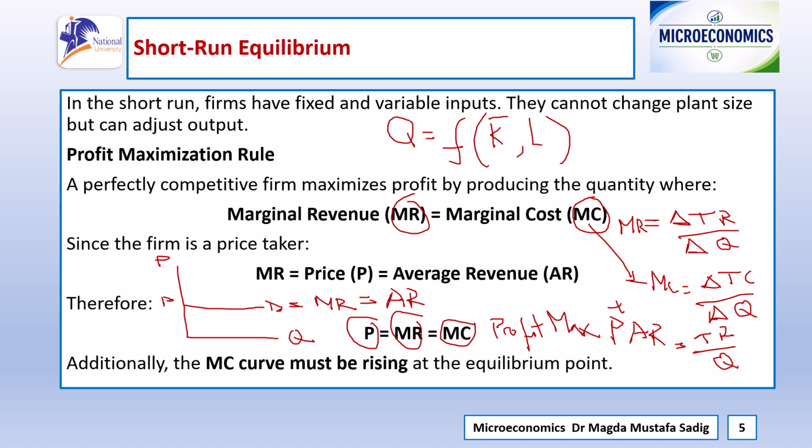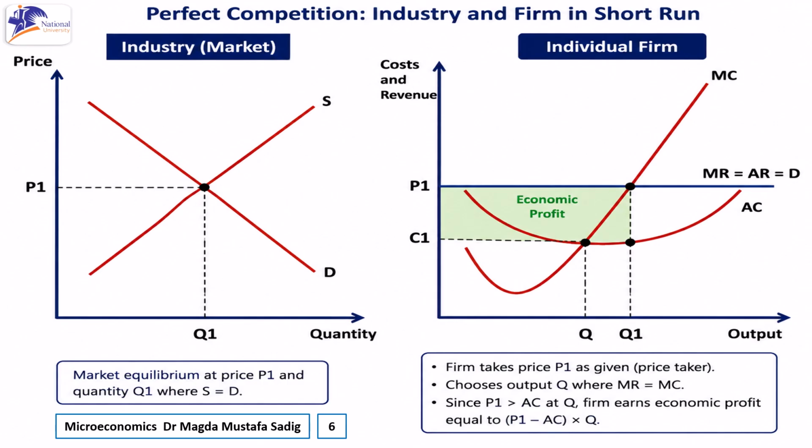Look here. This is our demand curve, the blue line. Start from P1 and go horizontally, where marginal revenue equals average revenue equals demand equals the price. And we have the marginal cost curve, the red one. It meets the price, the marginal revenue and the average revenue at this point here.